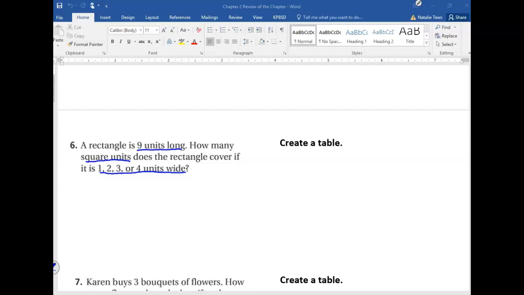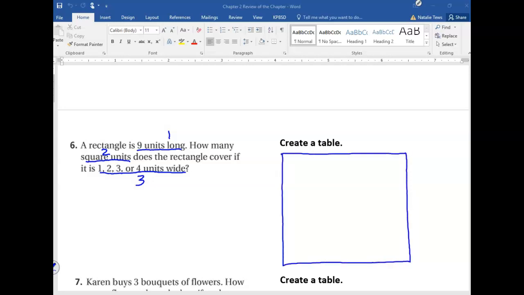Area, yes. Okay, so it says over here, create a table. On the test, you will have to create a table. Now notice, I know that I'm going to need 1 column for the length, 1 column for the square units, and 1 column for the width, right? So I know that when I draw this table, I'm going to have 3 columns. So let's draw a box and make it as straight as you can. And let's give ourselves 3 columns. Make them as straight as you can.